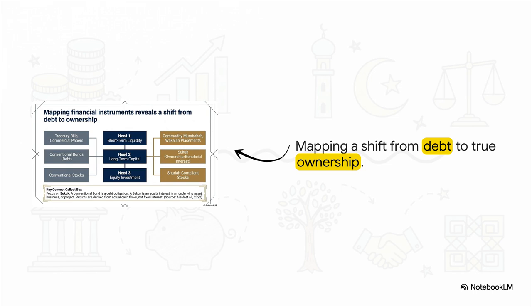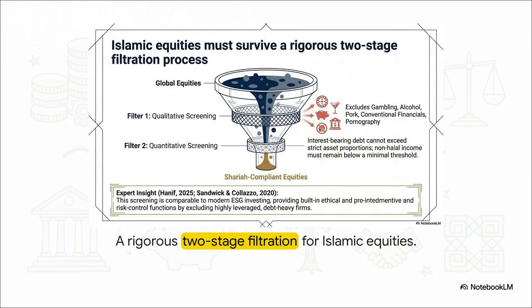But the Islamic equivalent, a sukuk, is fundamentally different. It represents actual equity interest, a beneficial ownership in an underlying asset, business, or project. As a sukuk holder, your returns come from actual cash flows, like rental income or trading profit, never from fixed interest. And this brilliantly illustrates what happens when you want to take ownership in these Islamic equities.